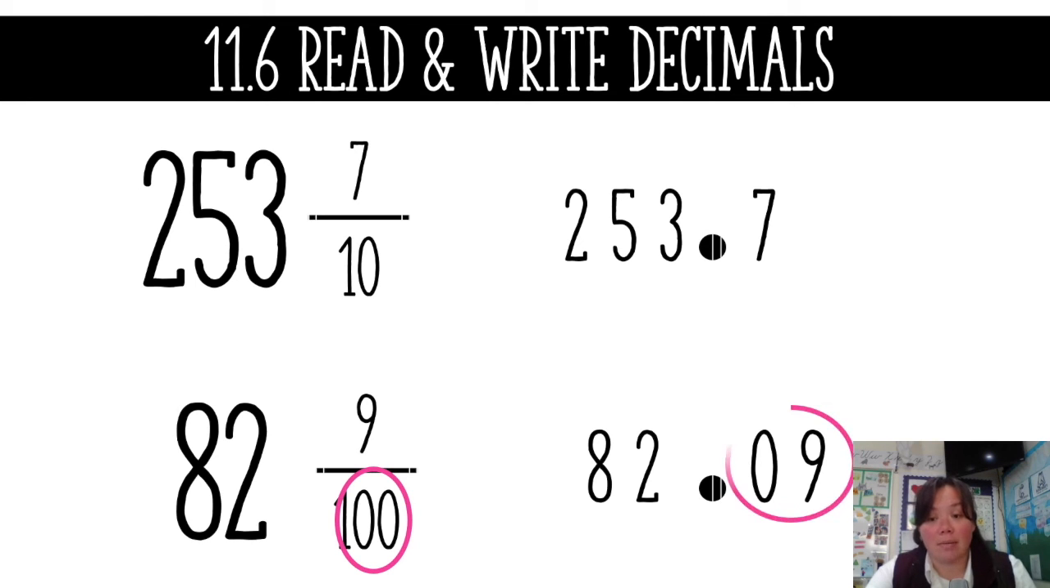And so in the hundredths place on this side, I need to make sure there's 2 digits as well, which means using that 0. It's kind of like $82.09, not 90 cents, but 9 cents.